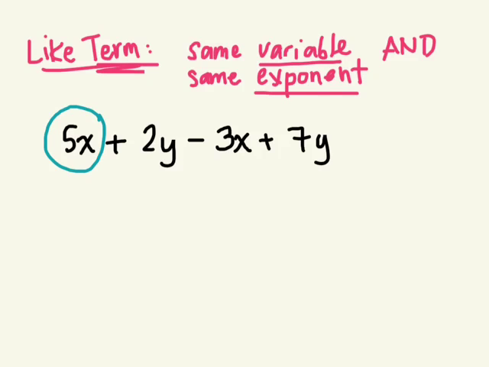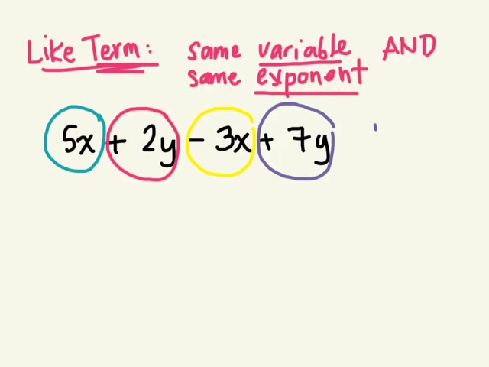We have 5x, that's one term, positive 2y. The sign goes with the term. What's the third term? What's the next term here? Yeah, so it's negative 3x. That's the term. And then the last term, Alvaro? Positive 7y. Good. This has 4 terms.